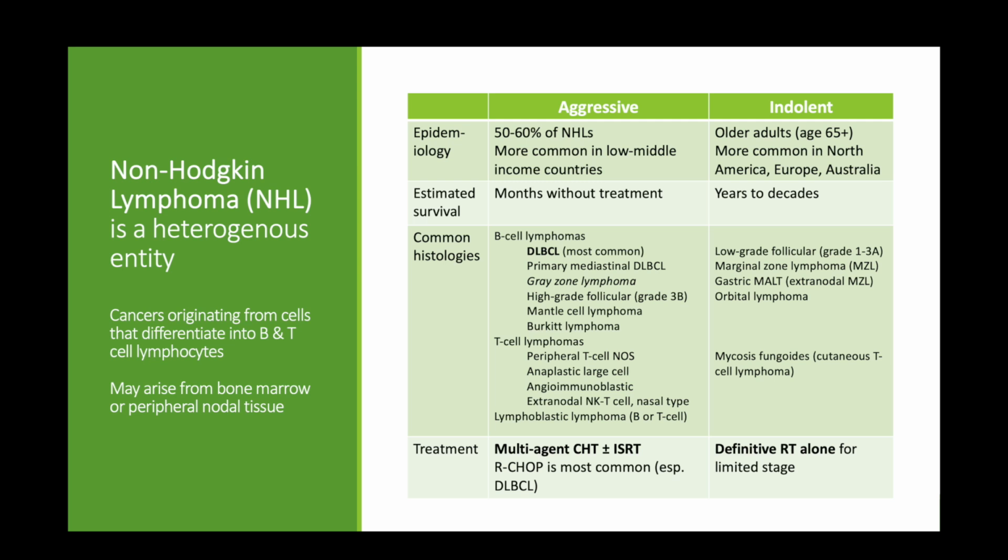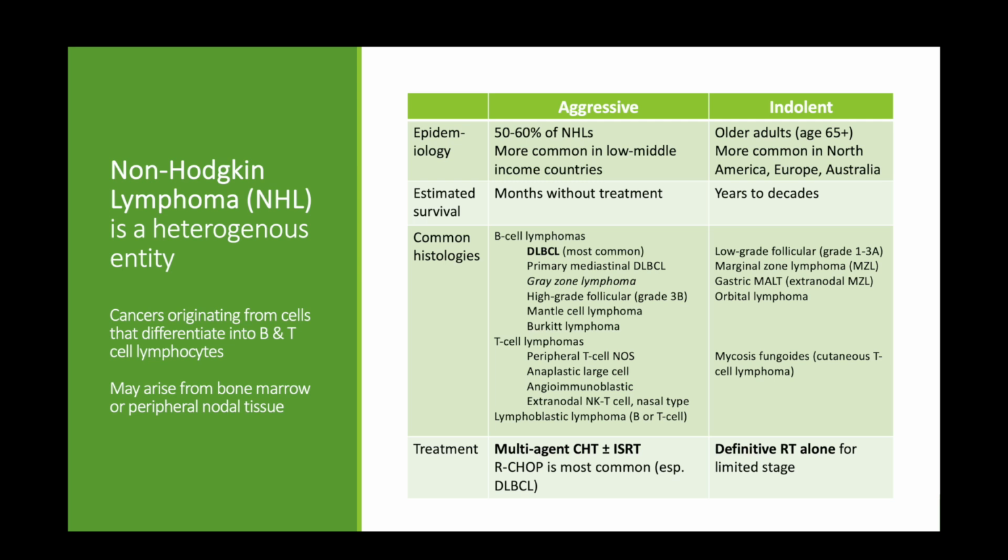There are both B and T cell lymphomas that can be common histologies. With B cell lymphomas, DLBCL or diffuse large B cell lymphoma is probably the most common histology. Primary mediastinal lymphoma can also be common. There's something known as high-grade follicular or grade 3B lymphoma, which we'll talk about. Mantle cell lymphoma is an aggressive B cell lymphoma, as well as Burkitt lymphoma. There's something called gray zone lymphoma.